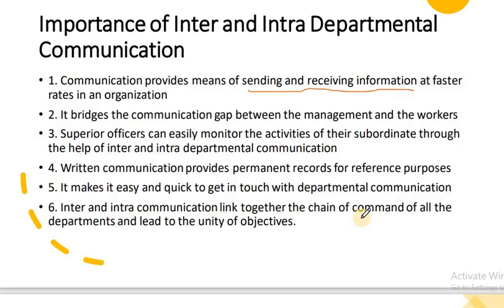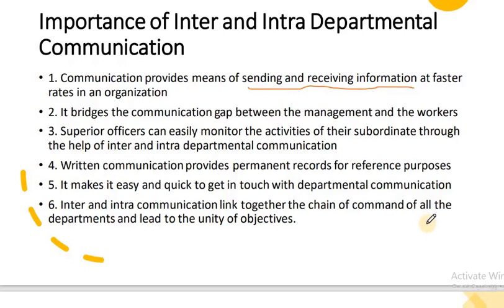Number five, it makes it easy and quick to get in touch with departmental communication because they are already established. Then number six, the inter and intra communication link together the chain of command of all the departments and lead to the unity of our objectives. So that you know that you are all working together for a common goal, because either between or within the company, you're all working for the same objective.